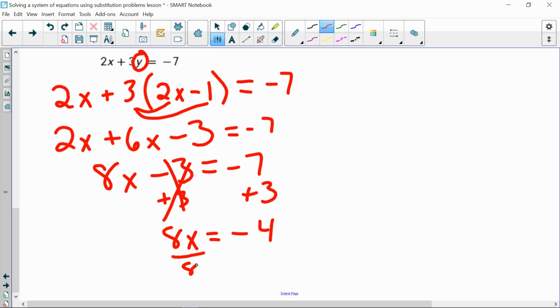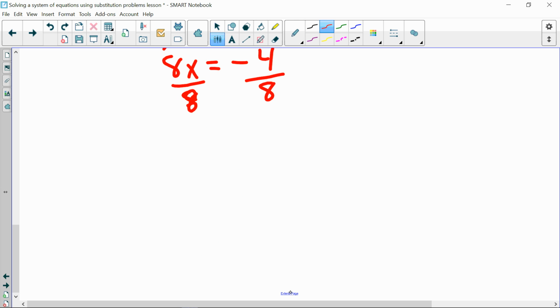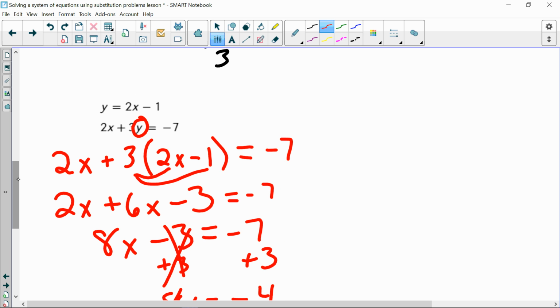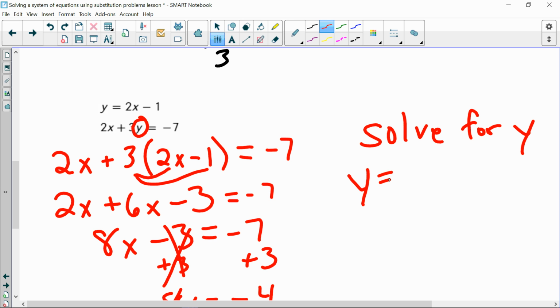I divide by 8, divide by 8. And I get, extend it a little bit, I get x, because those cancel out, equals -1/2. Right. Again, not done. Not done. So now I got to solve for y. So my last step is solve for y. So y, I'm going to use the top equation because it just seems easier.